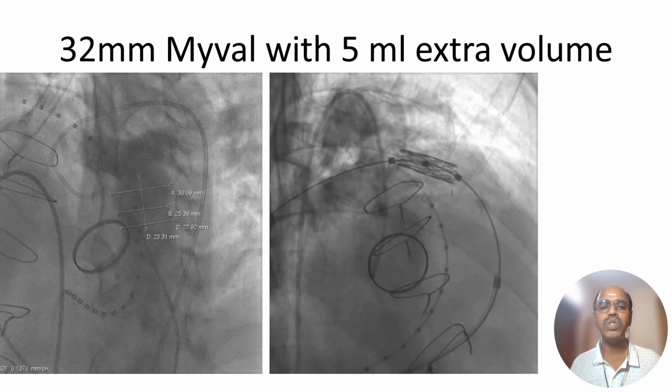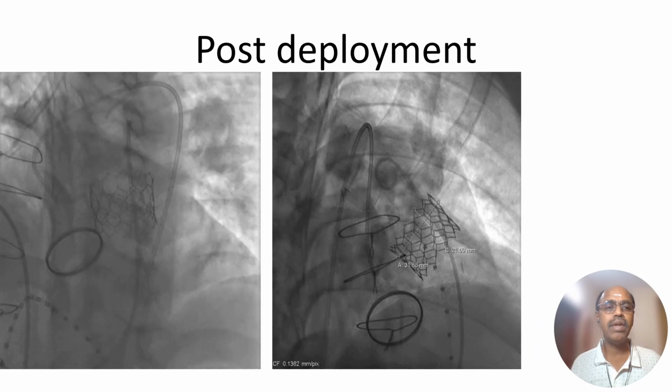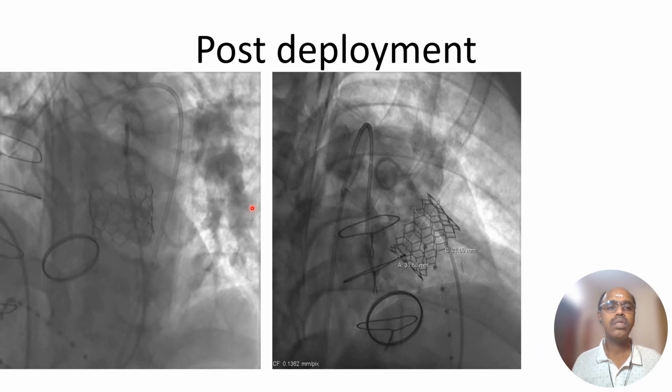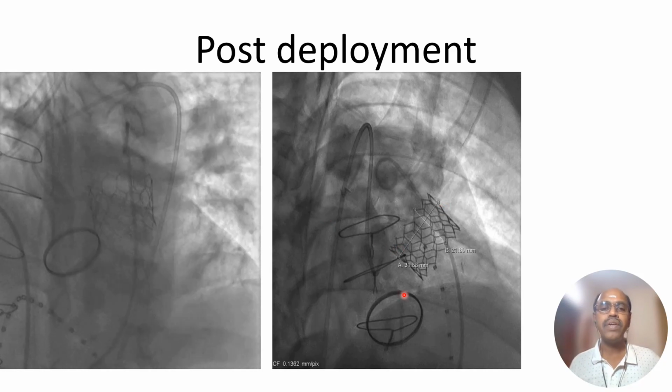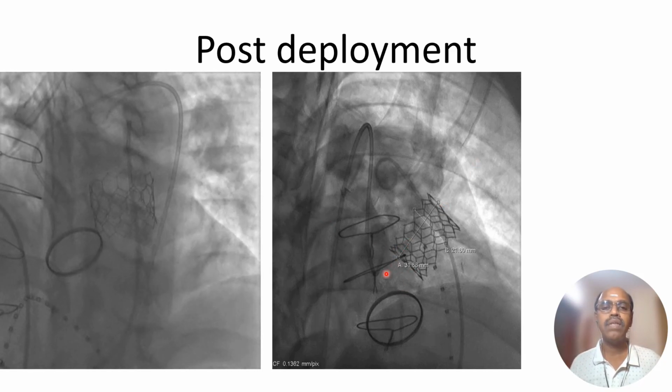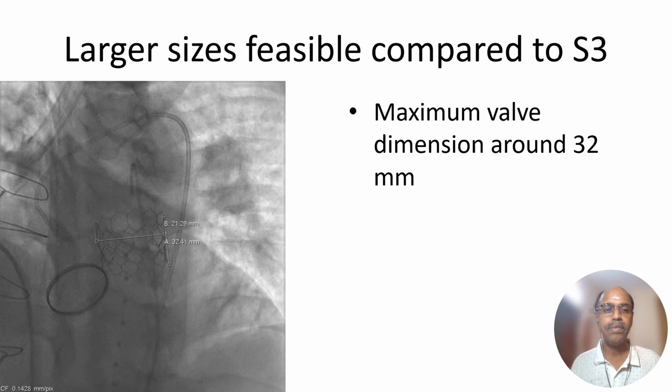So the valve is positioned and it is fully deployed to 32 millimeter with additional 5 ml volume. At the end of it, when you try to measure it, the valve is almost 32 millimeter, both on an AP projection as well as in the RVOT projection. Such large sizes are not feasible with S3, and hence there is an advantage for the Indian MyVal.